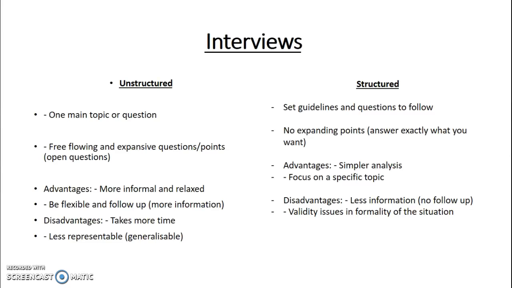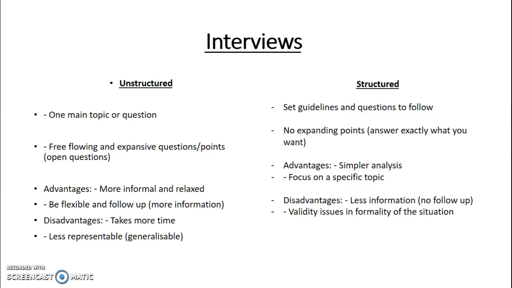And it's less generalizable, as the questions you may follow up on and ask can only relate to the answers that are given. Structured interviews set guidelines and questions to follow. There are no expanding points. Answer exactly what you want, so you can't expand on the questions you've set.